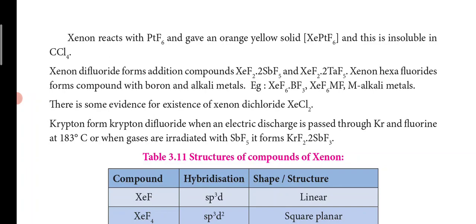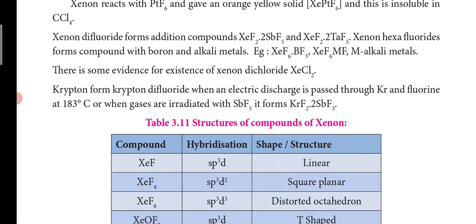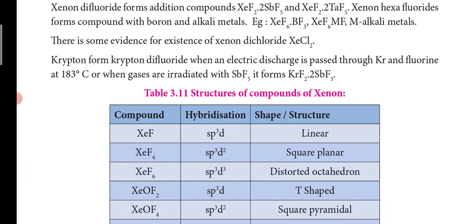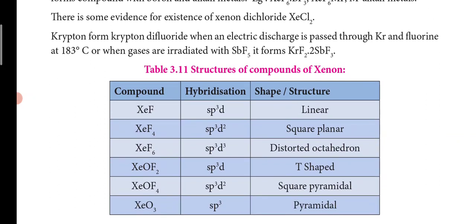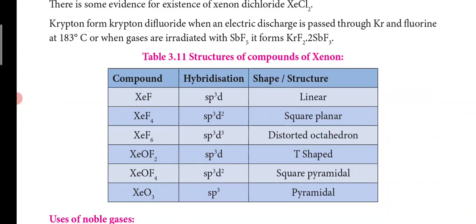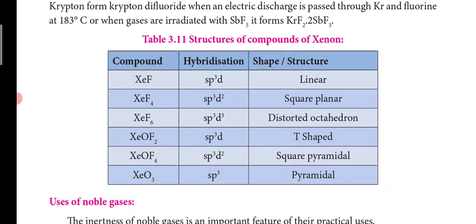There is some evidence for the existence of xenon dichloride also, but they are not sure about it. Krypton forms krypton difluoride when electric discharge is passed through krypton and fluorine at minus 183 degrees Celsius, and the gases are irradiated with tin pentafluoride, in the form of KrF2, krypton difluoride.